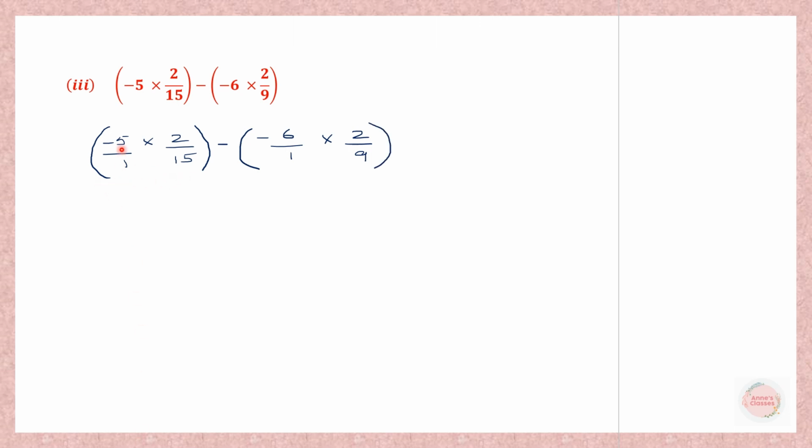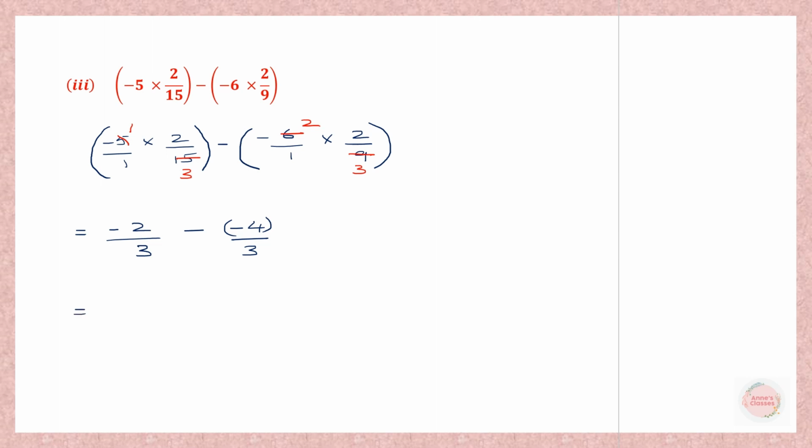Now look at the first set here. What can we cancel? We can cancel 5 and 15 both by 5 itself. So this becomes 5 ones are 5, 5 threes are 15. So let's write that here. If you multiply the numerators, minus 1 into 2 is minus 2. In the denominator, 1 into 3 is 3. Minus, let's go to the other side. Here we can cancel 6 and 9 both by 3. 3 twos are 6, 3 threes are 9. That's it. Let's multiply the numerators. Minus 2 into 2 is minus 4 and in the denominator 1 into 3 is 3.